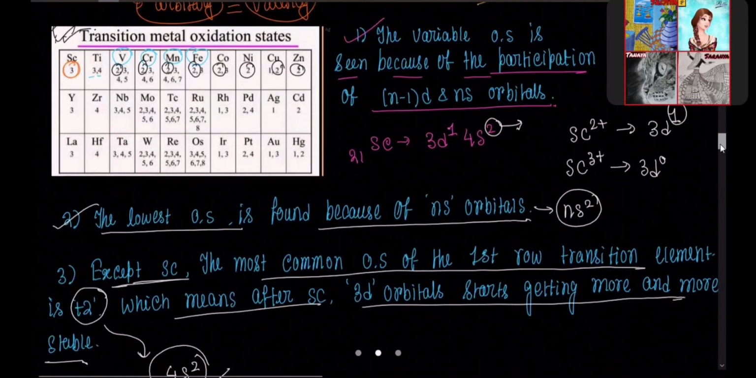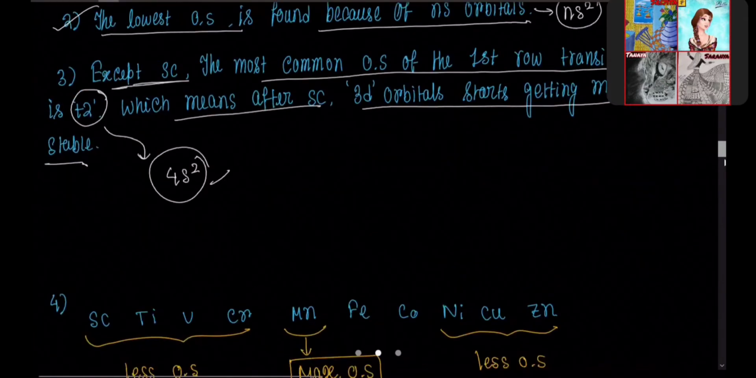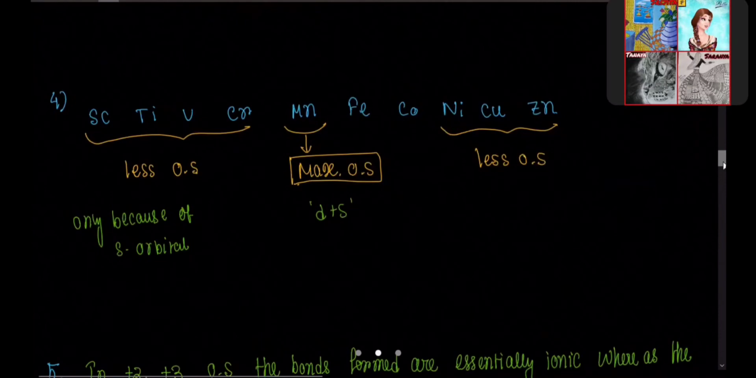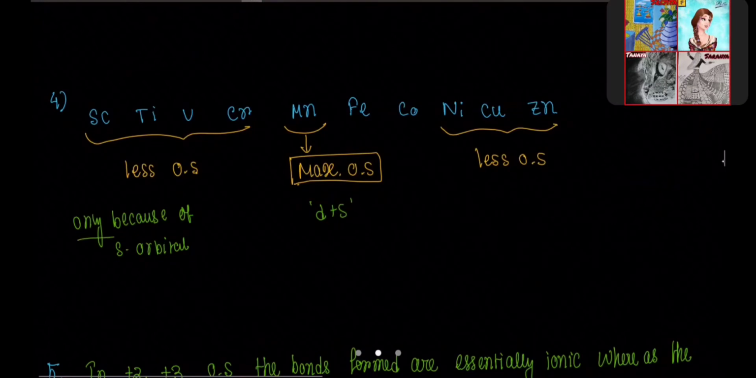to the next point over here. Point number 4. You can see over here the first few elements show fewer oxidation states only because of the s orbitals. So as I told you, the lower oxidation state is being seen because of the s orbitals over here.